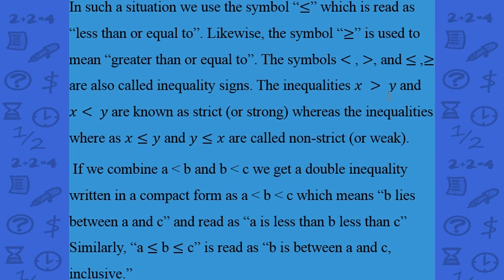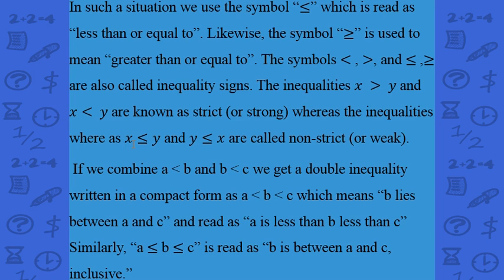The inequalities x > y and x < y are known as strict or strong. Why are they strict and strong? Because over here you have only one option. Either your x is greater than y or your y is greater than x, or in other words you can say x is less than y.